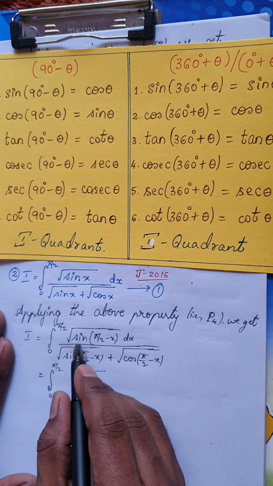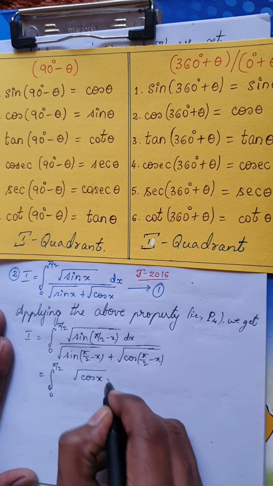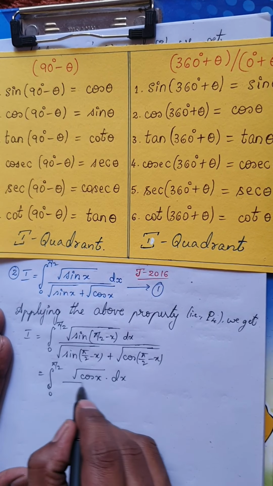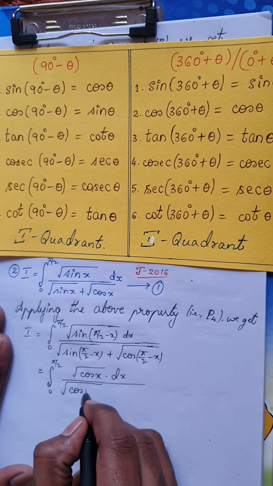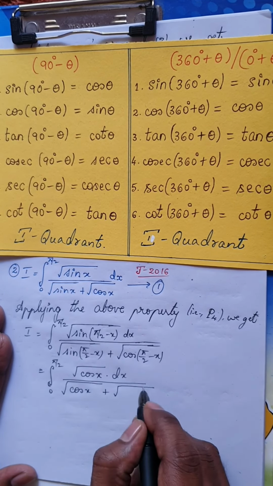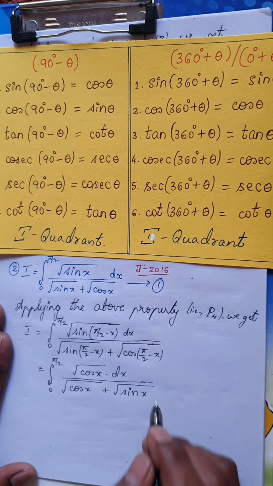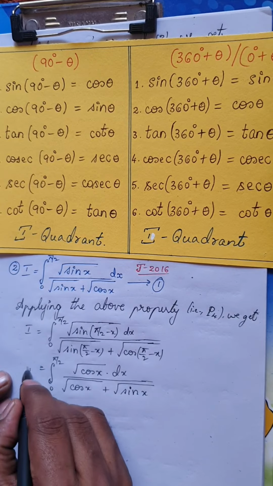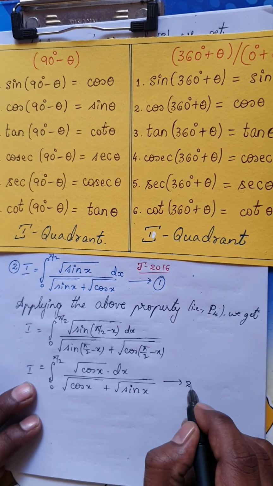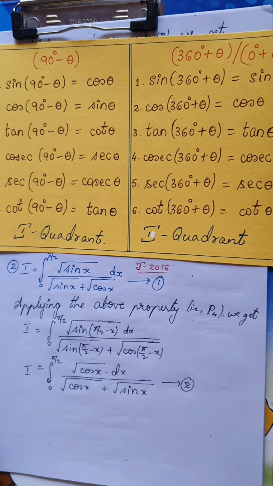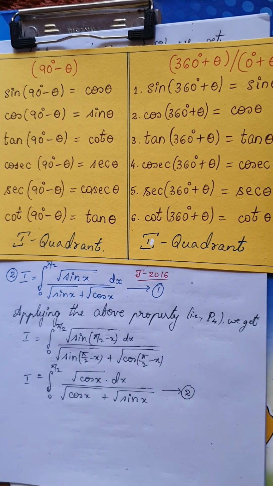So, what happens? Sin of 90 minus x can be taken as root of cos x dx divided by root of cos x plus root of sin x, since cos of 90 minus x would be sin x. And this is again I, which I take as equation 2. Okay. Now, I am going to add equation 1 and 2.